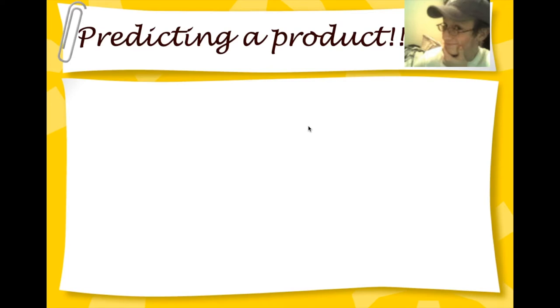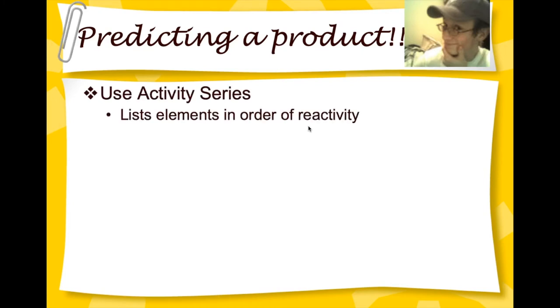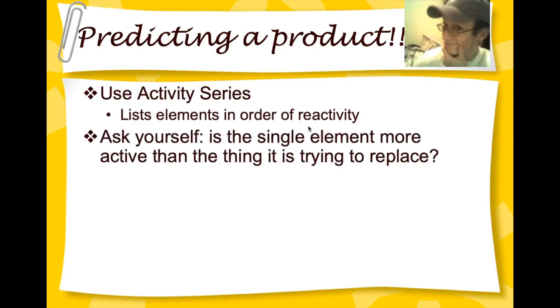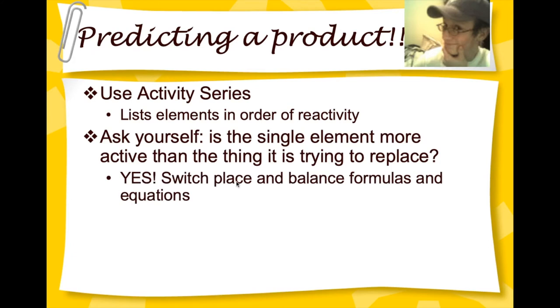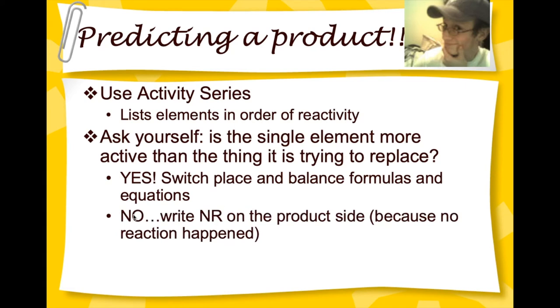So that's kind of your next level chemistry. Instead of me just giving you the reactants and the products and you write reactions, now you can start to predict what's going to happen using the activity series. So again, it lists the elements in order of reactivity, and you ask yourself, is the single element in this reaction more active than the thing it's trying to replace? If yes, then you switch their places, you balance the formulas, and you balance the equation. If no, you just put NR, no reaction happened.